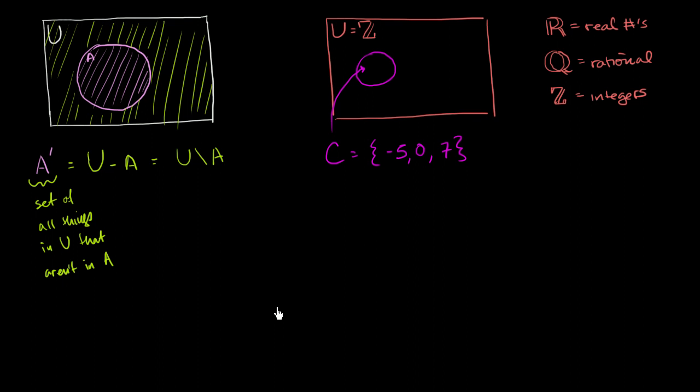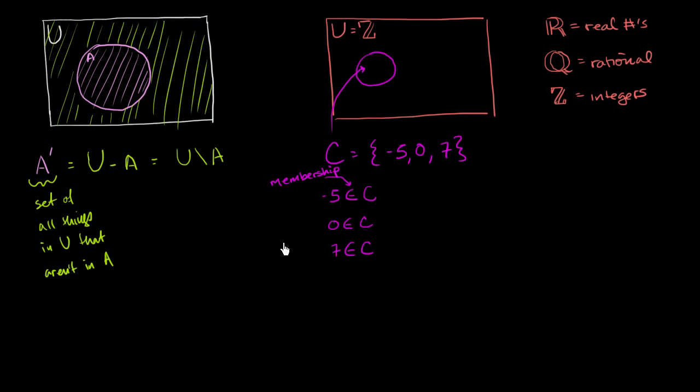Let's think about what is a member of C and what is not a member of C. So we know that -5 is a member of our set C. This little symbol right here denotes membership. It looks a lot like the Greek letter epsilon, but it is not the Greek letter epsilon. This just literally means membership of a set. We know that 0 is a member of our set. We know that 7 is a member of our set.